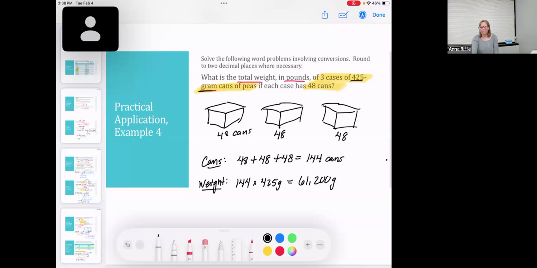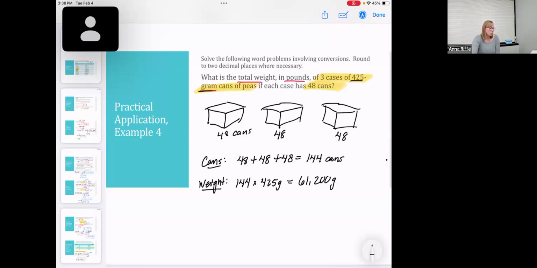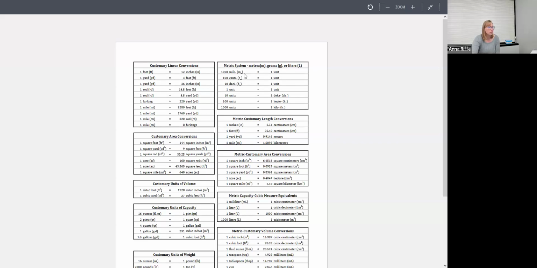So we have calculated the weight in grams of the peas. We don't want the weight in grams, though. We want it in pounds. So now comes in what we talked about last time. We want to figure out on our conversion chart, how do I convert grams to pounds? Let's see if I can make this work. There we go. Got a conversion chart going.